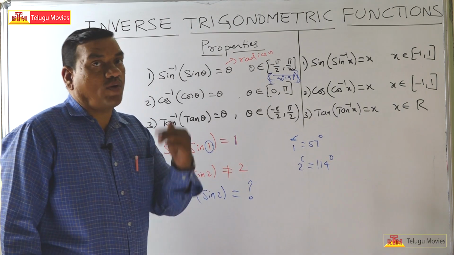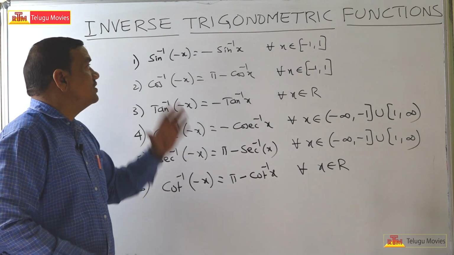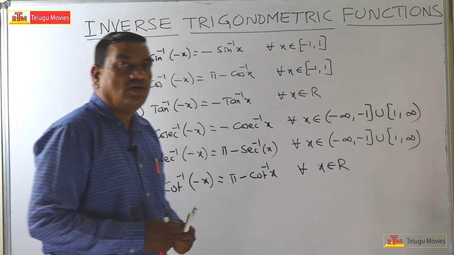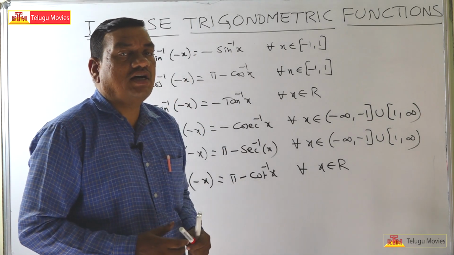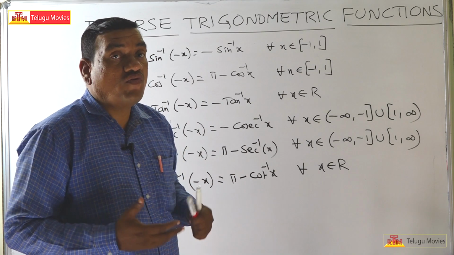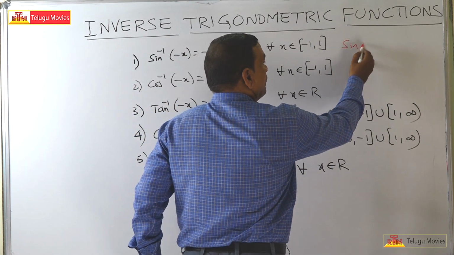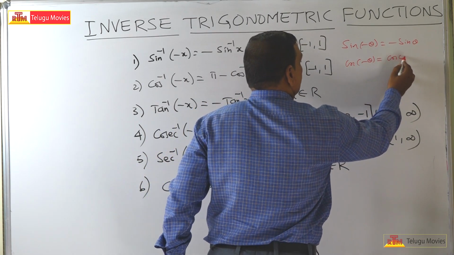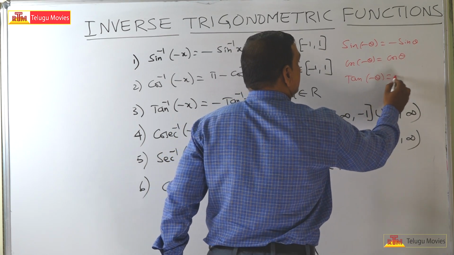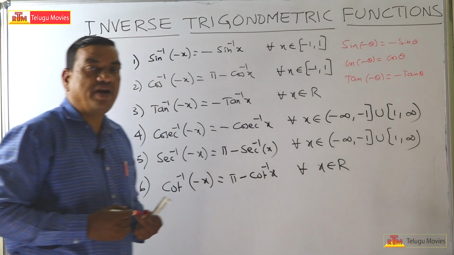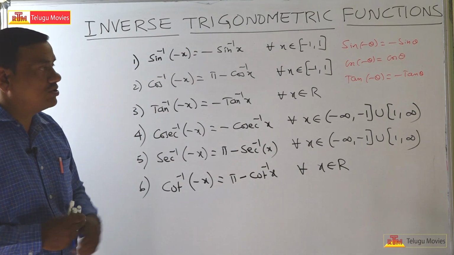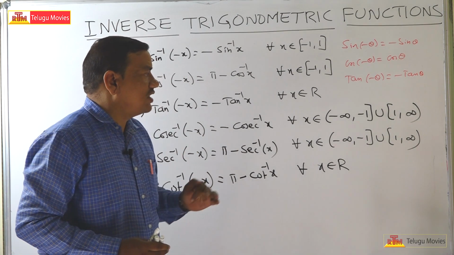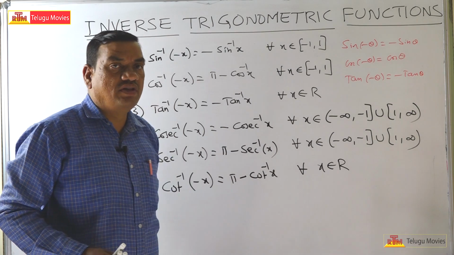Now let us see some more properties of these inverse trigonometric functions. In the general trigonometric functions, we have seen the trigonometric ratios of negative angles: sine of minus theta is equal to minus sin theta, cos of minus theta is equal to cos theta, tan of minus theta is equal to minus tan theta. There I explained the proofs of those properties also. I have given the proofs also.